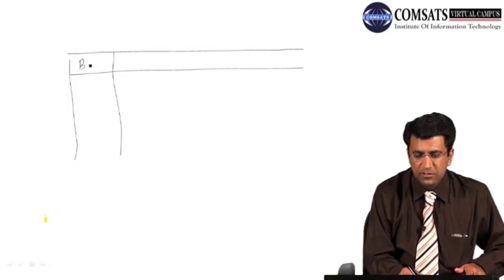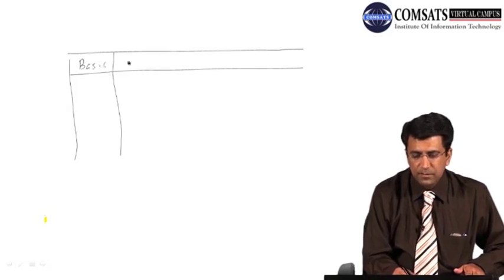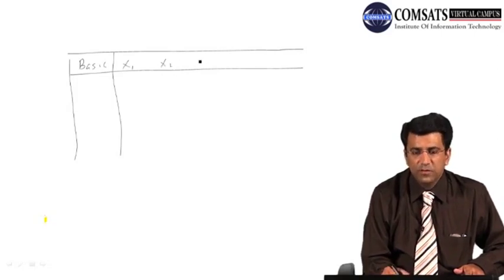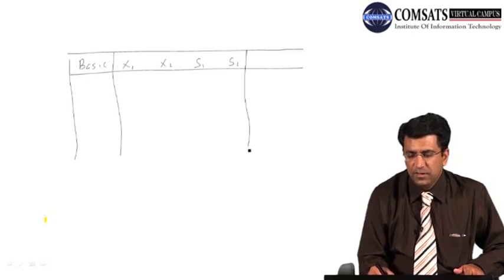Now again these are the basic variables, x1, x2, these are the known basic variables. The basic variable column is this one, and this one the known basic variables, that is s1, s2, then again the right hand side, and again the ratio.